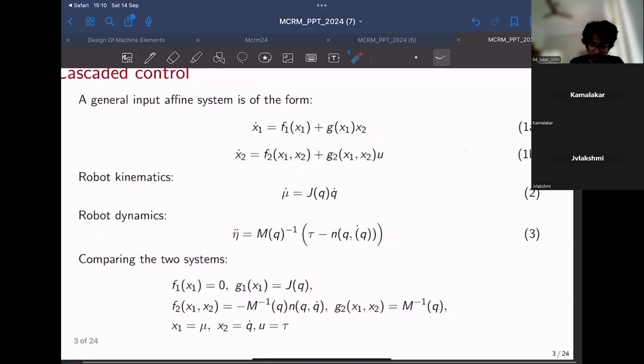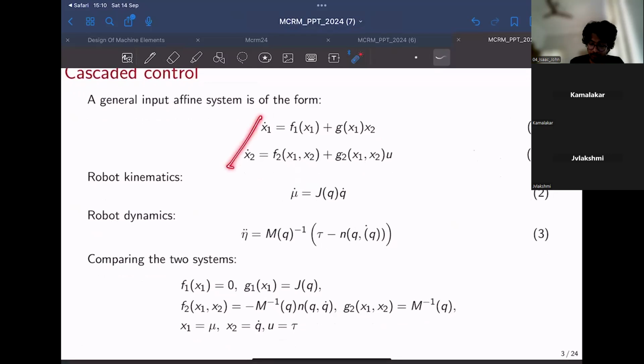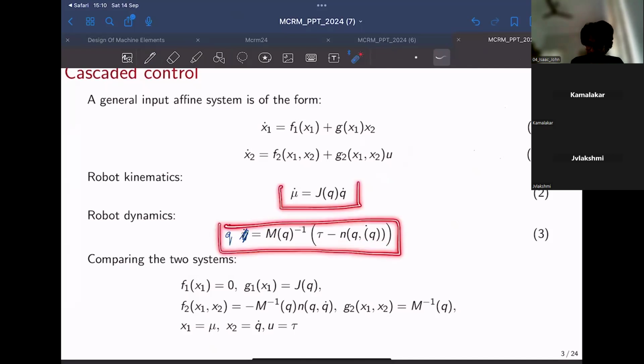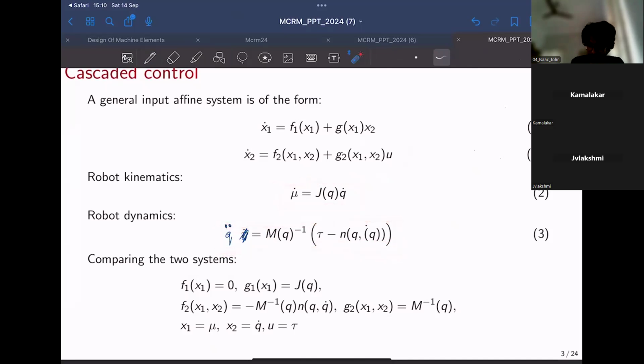In a robotic system, we have two levels. One is the kinematic level: mu dot is J of q multiplied by q dot. And then q double dot from dynamics: q double dot is M of q inverse times tau minus N of q, q dot. This is a general equation from dynamics, and this is a general equation of kinematics. And as you can see here, x1 is mu, and x2 is q dot, and x2 dot is q double dot. That is how this is going to work.